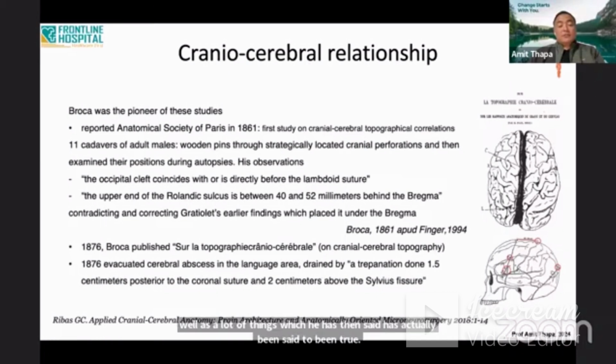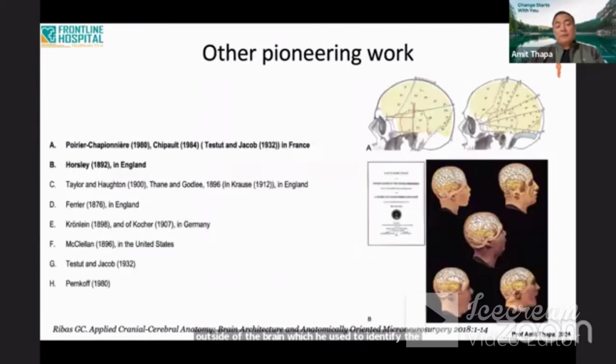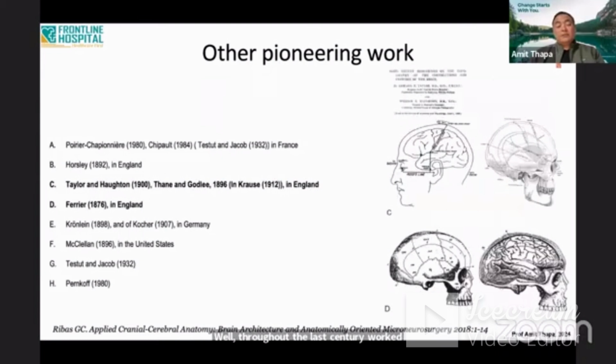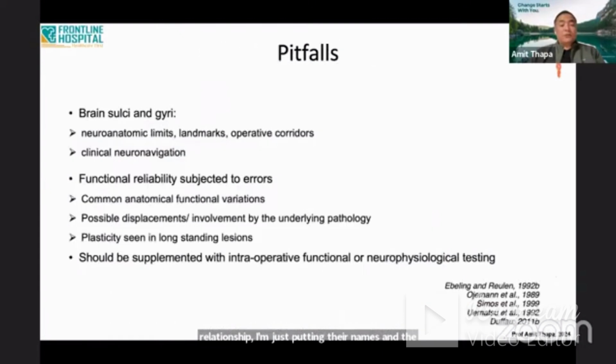And then he even used this technique to evacuate an abscess in 1876. Sadly, 4 years later, he expired. And this is the figure of the brain which he used to identify the speech area using the Broca-Champier method. Well, besides this, there have been many scientists, many workers who have, throughout the last century, worked on these craniocerebral relationships. I'm just putting their names and pictures so that they can be remembered for their contribution.